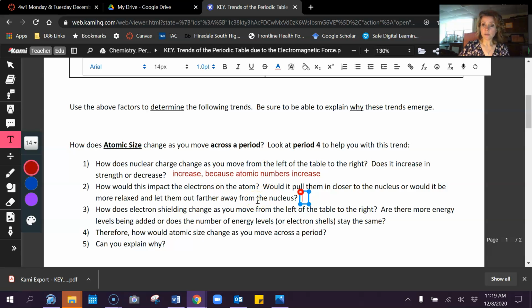Would it pull them in closer to the nucleus, or would it be more relaxed and let them out further from the nucleus? Well, if you have a stronger nucleus, it's going to attract the negatively charged electrons more. So it's going to pull them in closer. And that's where the electromagnetic force comes in, right? Opposites attract. If you have a bigger positive charge, it's going to attract negative charge more.